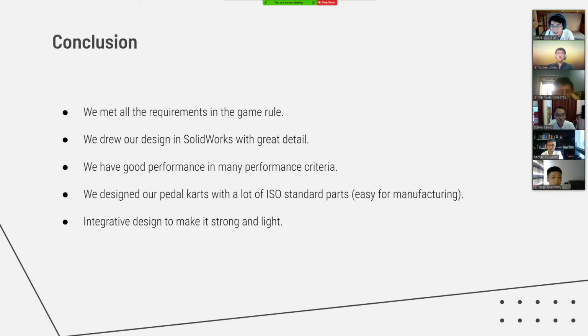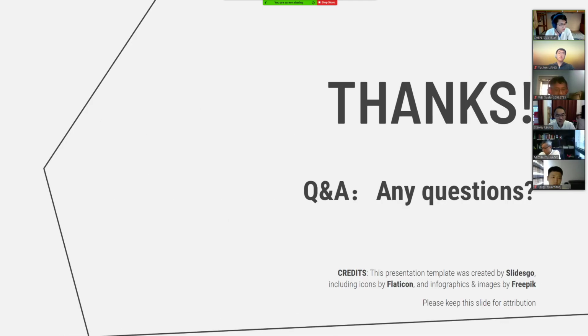And lastly, we met all the requirements in the game rules, and we drew our design in SolidWorks with great detail, and we have good performance in many criteria. We designed our pedal carts with a lot of ISO standard parts that we can manufacture or buy directly. And lastly, with integrated design, we make it strong and light. And that's all. Thank you.